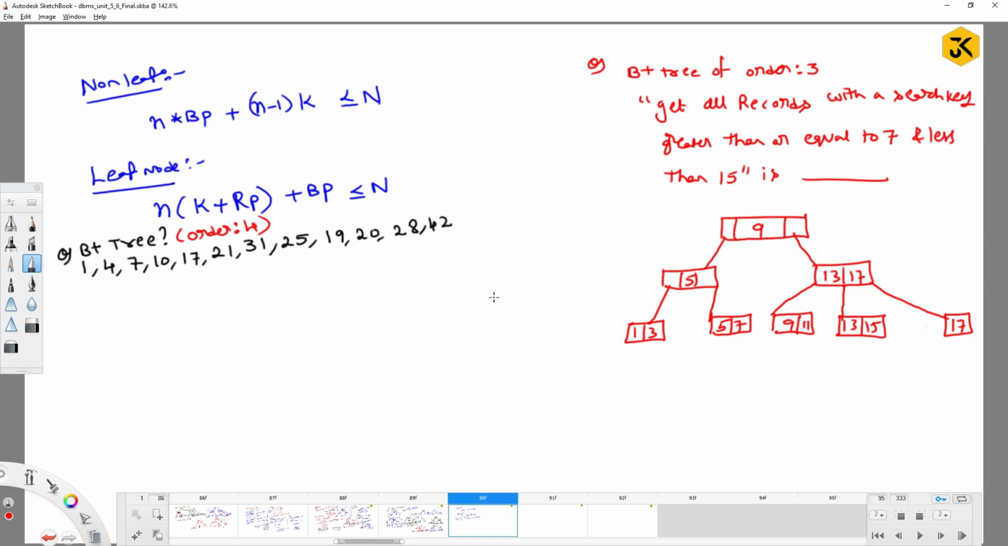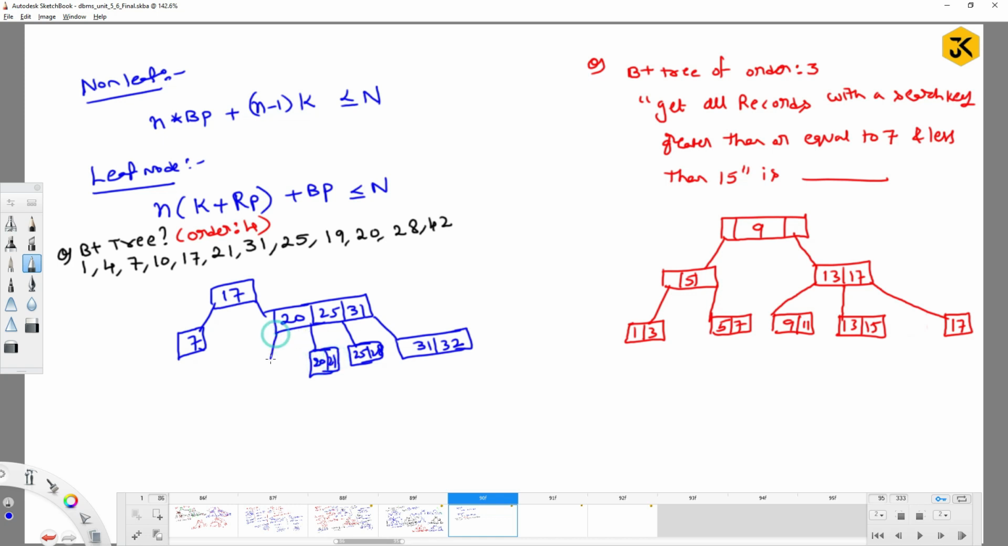What might be the answer? So your answer will look like, the root node is 17, left side is 7, then 20, 25, 31. This will be 31, 32. 25, 28, 20, 21, 17 and 19, 7 and 10, they are going to be 1, 4. This is the final tree after construction of the b+tree for the given data.